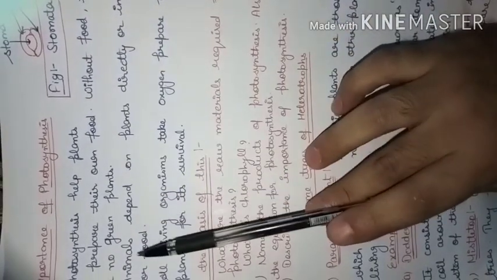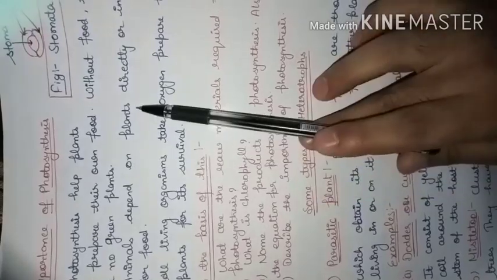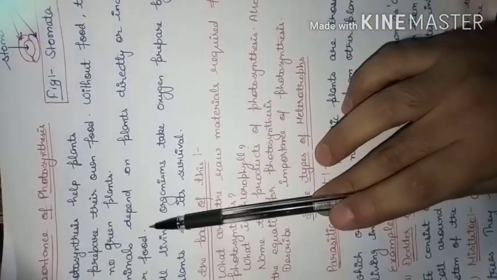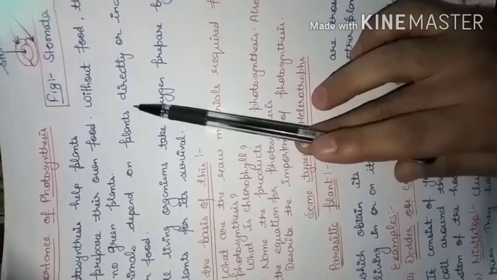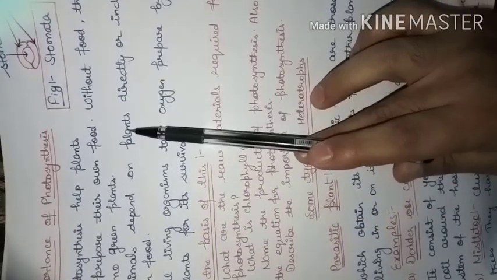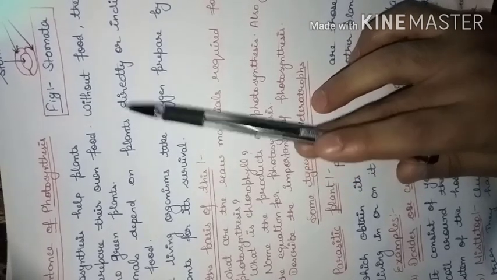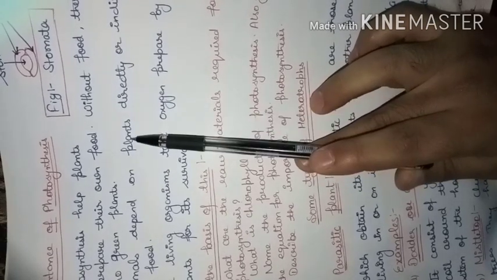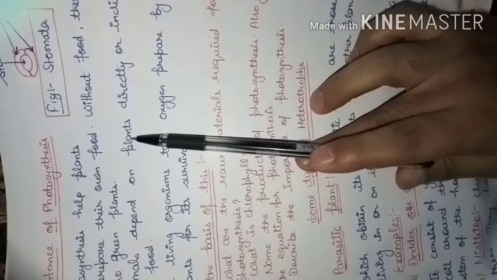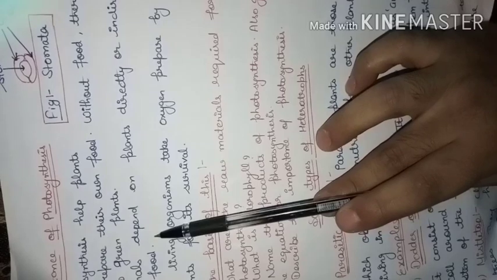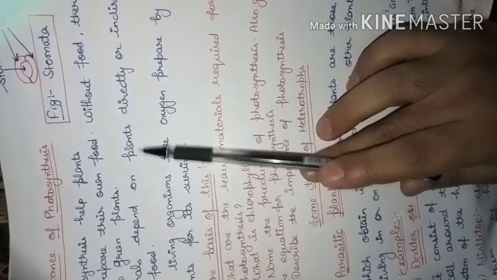Now the next importance is animals depend on plants directly or indirectly for food. How do animals depend directly on plants? Some animals like deer, cow, and buffalo directly eat the plant. In this way they obtain the food directly from the plants.